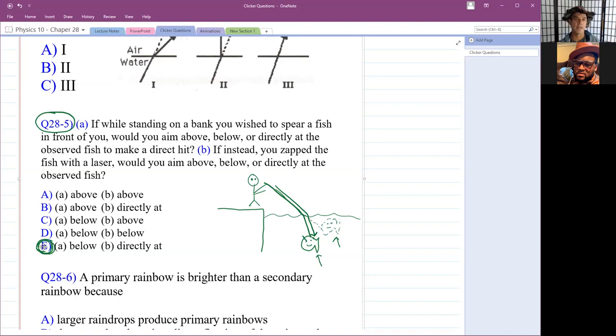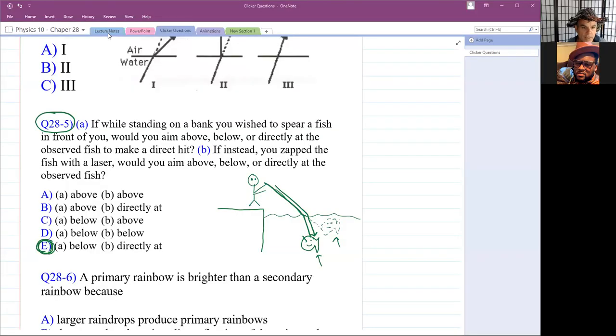But ignoring all that, objects in water are always deeper than they appear. So if you were going to go spear fishing and throw it at where you see the fish, you're going to be aiming above where the fish really is. However, if you were to shoot it with a laser beam, that laser beam would bend in going from air to water, and pretty much the opposite way it bends in going from water to air. And so you would still make a direct hit. Ha, booyah. Okay, so that is it for chapter 28, part 1.